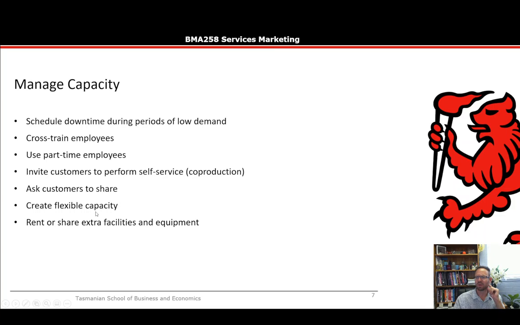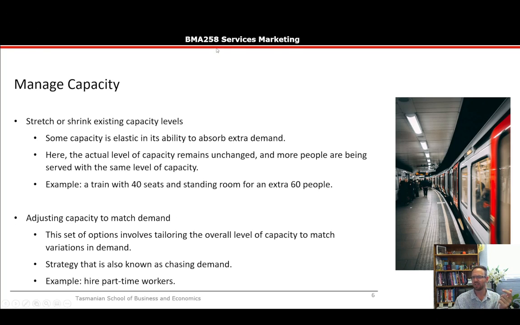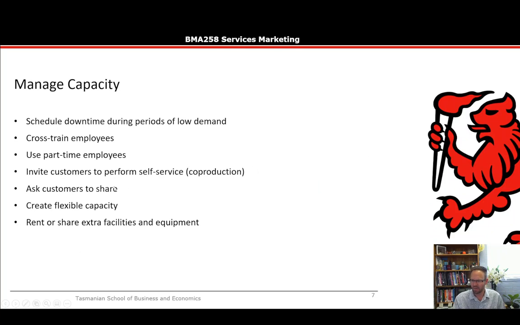Create flexible capacity, which is obviously really good. So that's one way to manage capacity. We talked before about, just going back a slide here, stretching and shrinking, and that's kind of the idea of that flexible capacity. Rent or share extra facilities and equipment. So if you know that you're going to be in the busy season, we talked about using part-time employees, but you can also hire extra facilities for that as well.